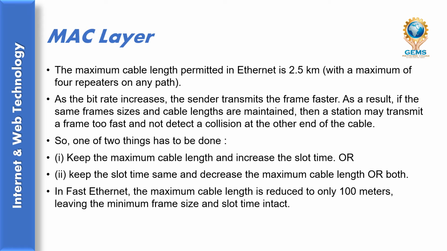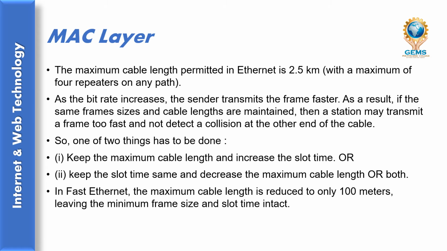So the maximum cable length permitted in Ethernet is 2.5 kilometers. So a maximum of 4 repeaters are on any path. As the bit rate increases, the sender transmits the frame faster. As a result, if the same frame size and cable length are maintained, then a station may transmit a frame too fast and not detect a collision at the other end of the cable.